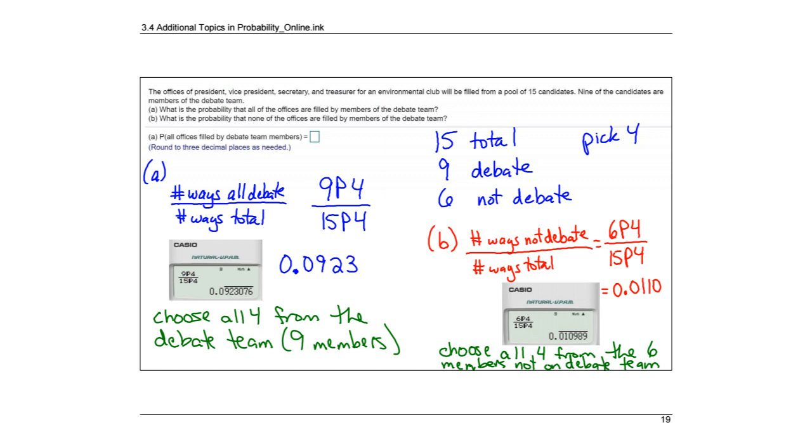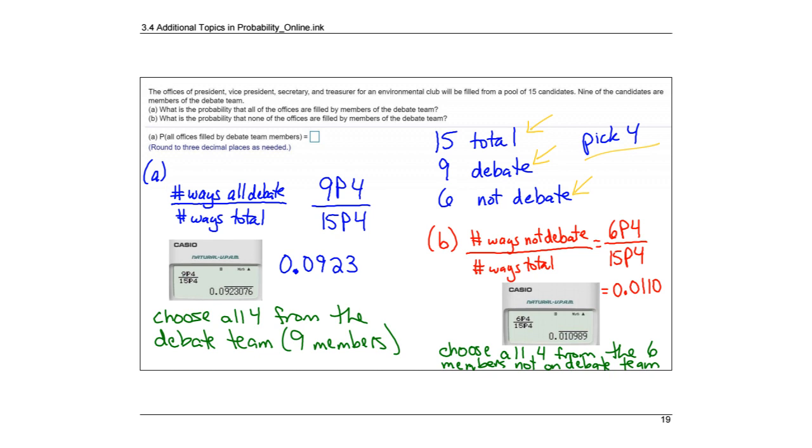Right, so this one is the same idea, just to get a review. The offices of president, vice president, secretary, and treasurer for an environmental club will be filled from a pool of 15 candidates. So I have 15 total people. 9 of the candidates are members of the debate team. That means that 6 are not on the debate team, and I am picking 4. Order matters because I've got president, vice president, secretary, and treasurer.